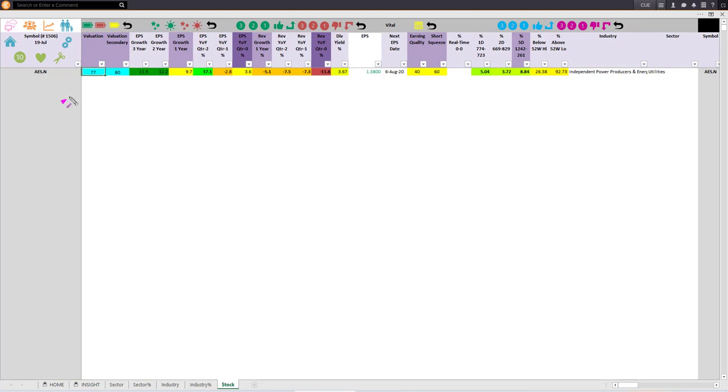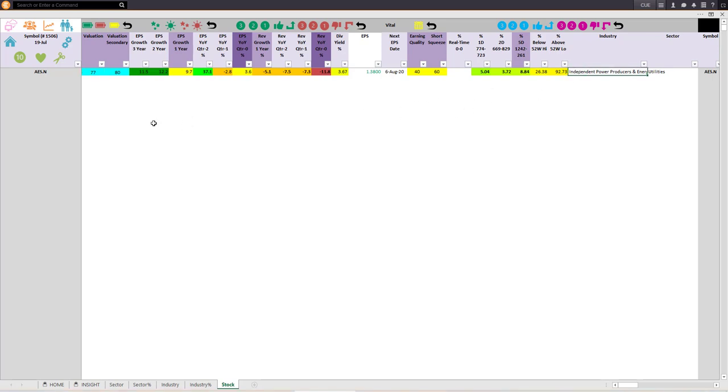This stock has excellent valuation, an undervalued stock shown by the cyan color in the undervaluation column, and it is also having positive and increasing earnings growth. The stock is up by more than 5% on Friday. I could identify this stock during market hours itself.